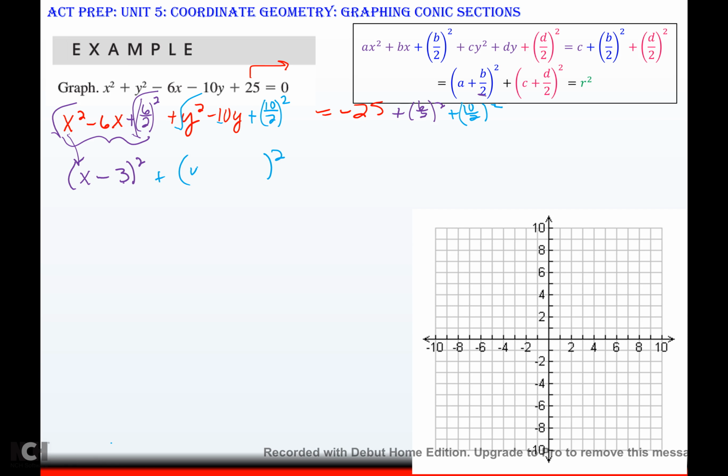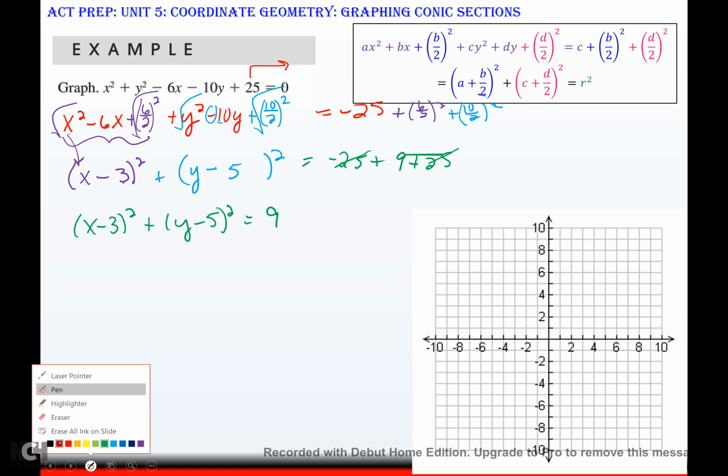So to complete the square on y, it's going to be a perfect square. The square root of y squared is y. The sign in the middle is minus. The square root of 5 squared is 5. On the other side, we're going to simplify that out, and we're going to have a negative 25 plus 9 plus 25. Those cancel, and so I end up with (x minus 3) squared plus (y minus 5) squared equals 9.